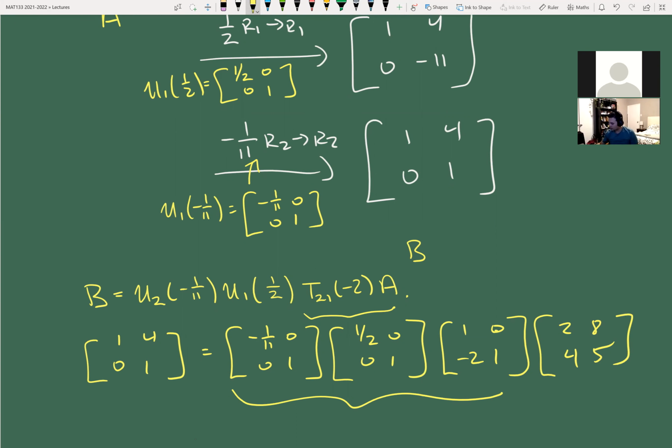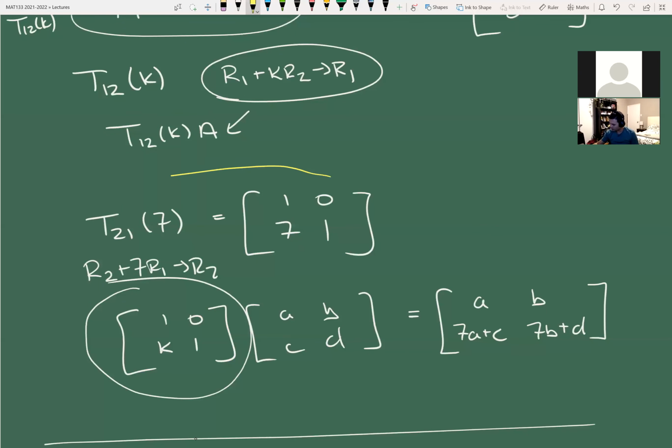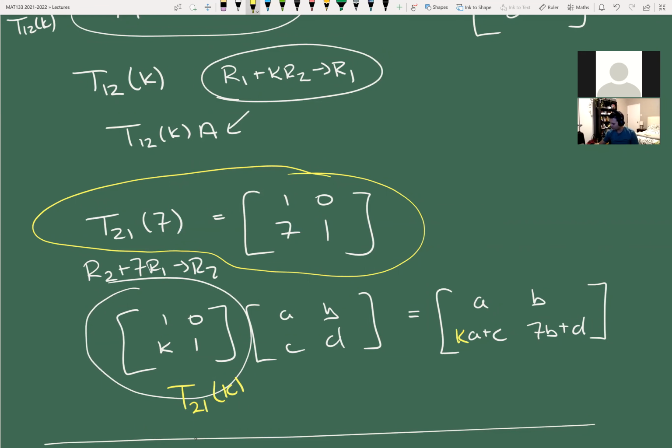So again, the T21 we had found before, right? So T21 we had talked about right here. And we actually did it, right? I said that this is T21K, and when we did the computation, we saw that it did in fact take row 2 and add K times row 1 to it, right? So that's how we knew that.